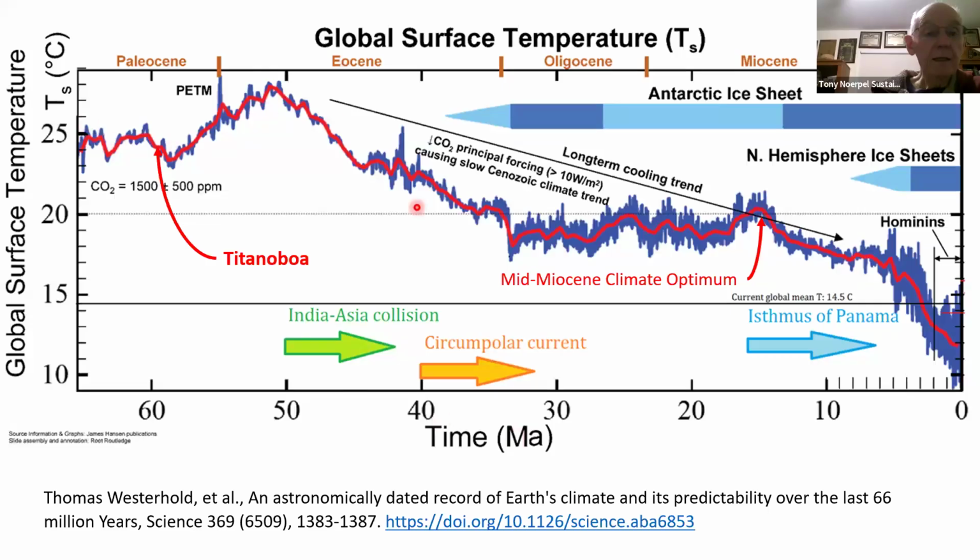Anyway, this is the global surface temperature over 66 million years, and you can see this is really cool because it shows where India and Asia collided. The circumpolar current was formed, the mid-Miocene climate optimum. Antarctic ice sheet formed about 35 million years ago, and the Greenland ice sheet, the northern hemisphere ice sheet, maybe about 5 or 7.